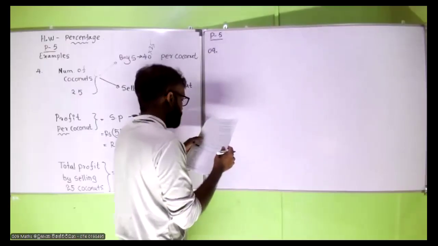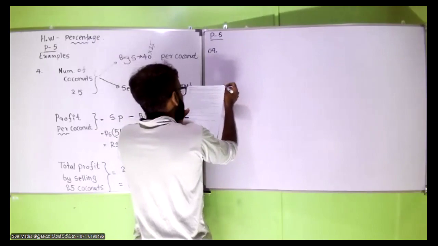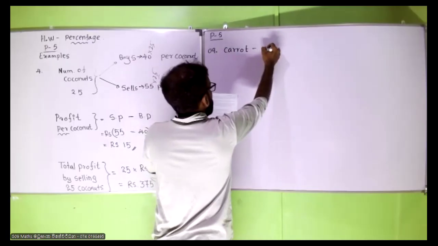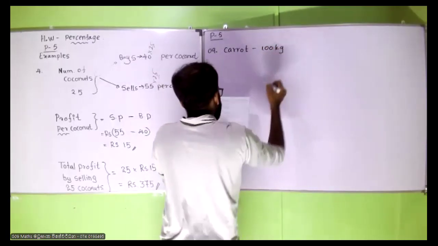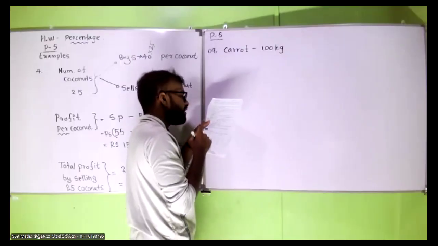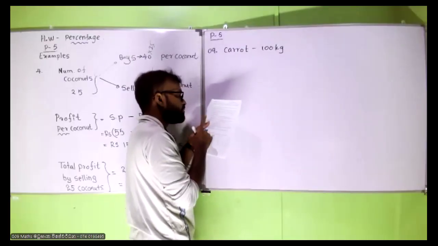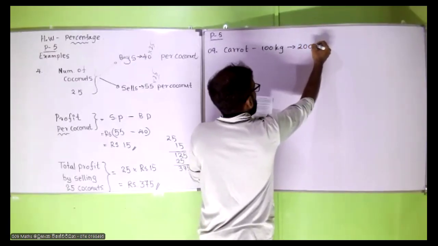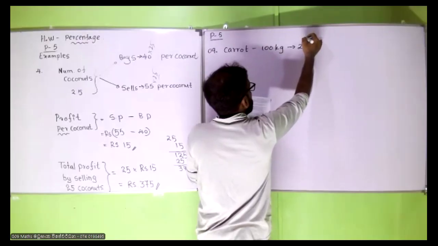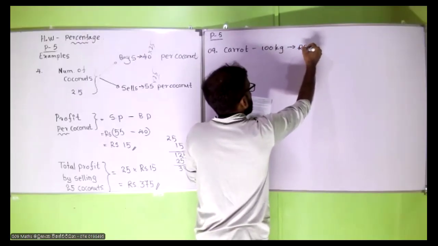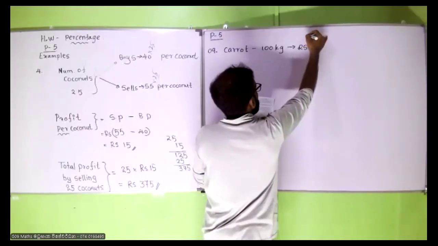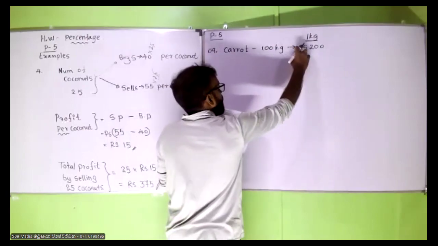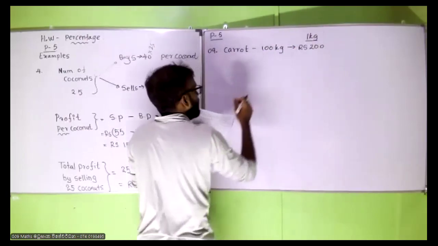So the seller buys 100 kilograms of carrot, then at 200 rupees per kilogram. So the price of 1 kilogram is 200 rupees.